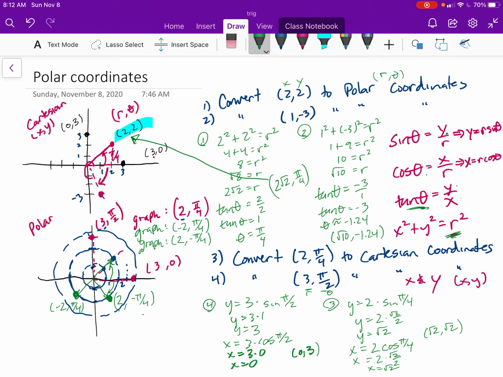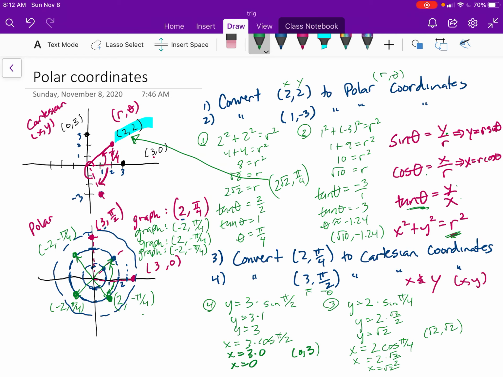Okay, what if I made both of them negative? Negative 2, negative pi over 4. Well, I do this negative angle like I did, but now I go in the opposite direction for negative 2. So this point here is negative 2, negative pi over 4.